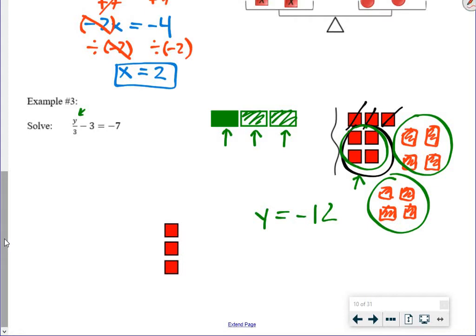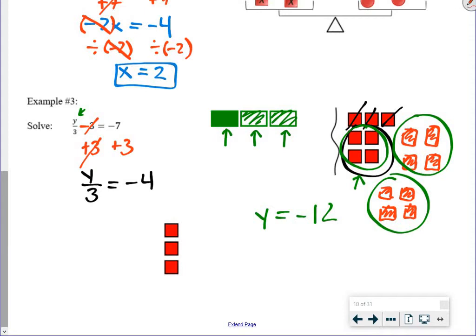Let's see what the procedure is symbolically. In this case I'm going to be adding 3 to both sides. The opposite of subtracting 3 is adding 3. 3 minus itself on the left is 0. So I'm left with y over 3 on the left, and negative 7 plus 3 is negative 4.